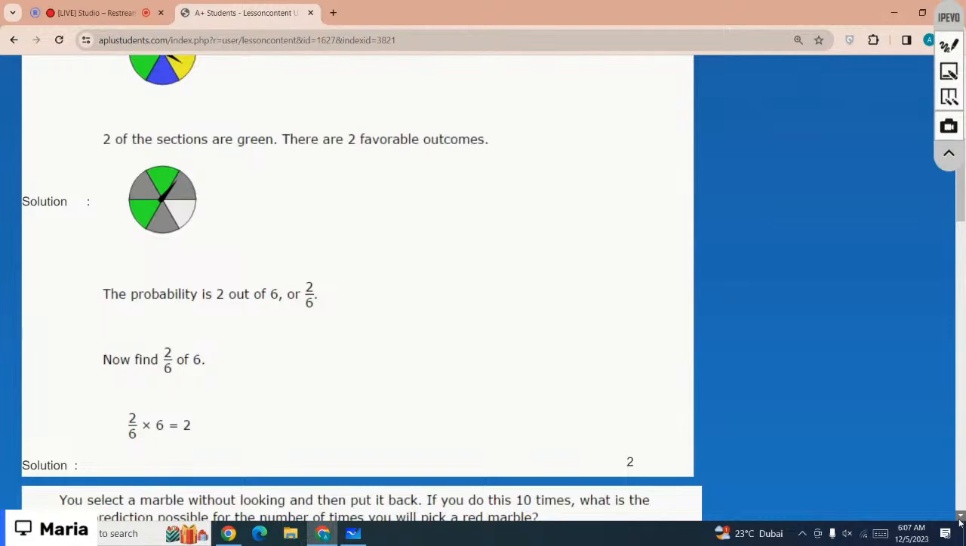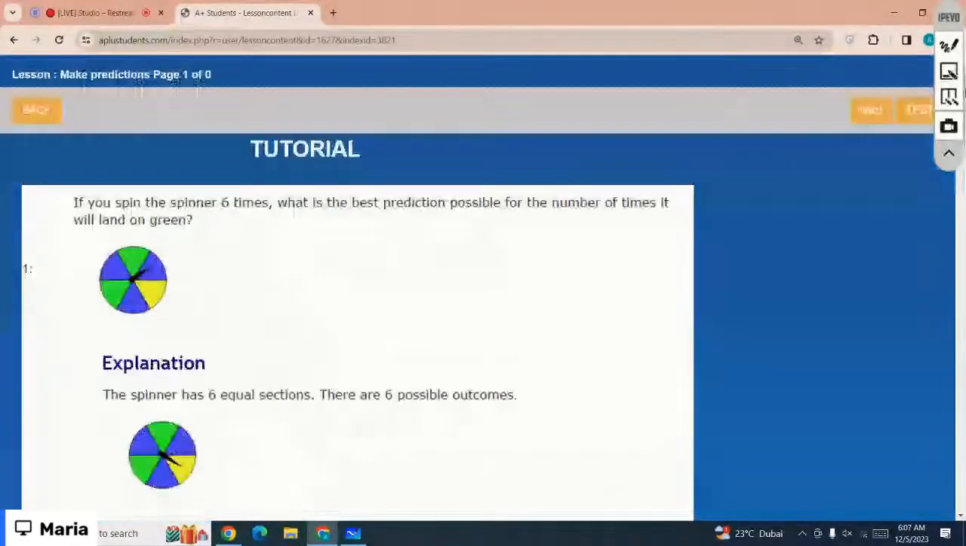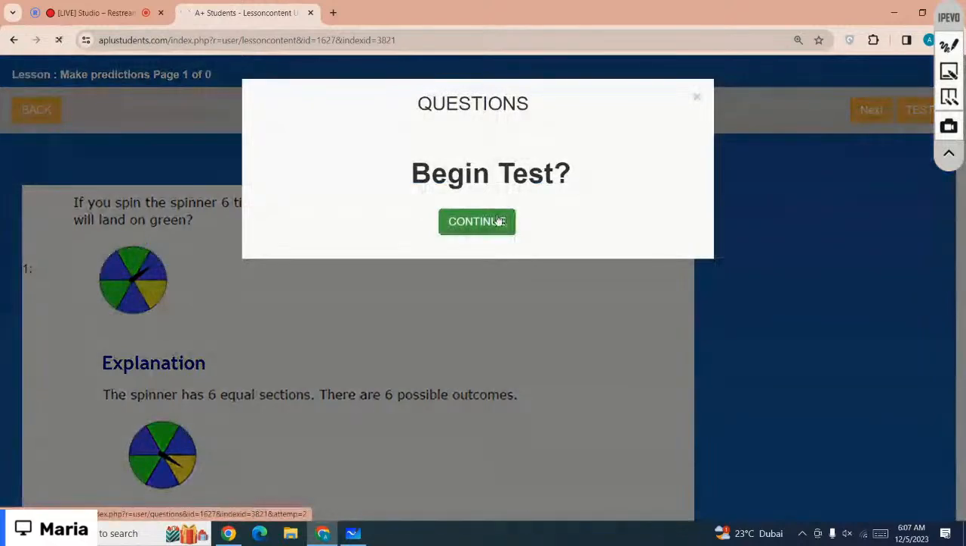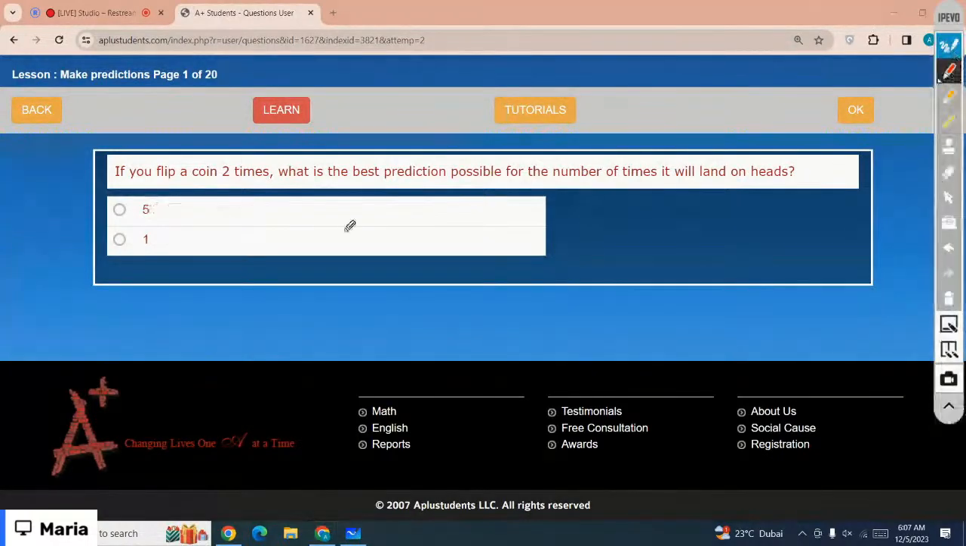Let's start with the test questions. You flip a coin 2 times. What is the best prediction possible for the number of times it will land on head? When you flip a coin, you have only 2 options. Either it will land on head or it will land on tail. So that means you have total 2 options.